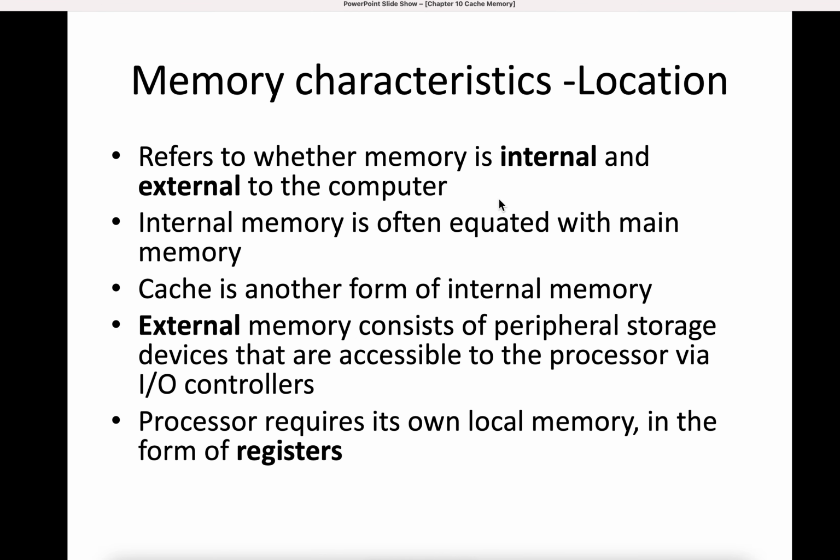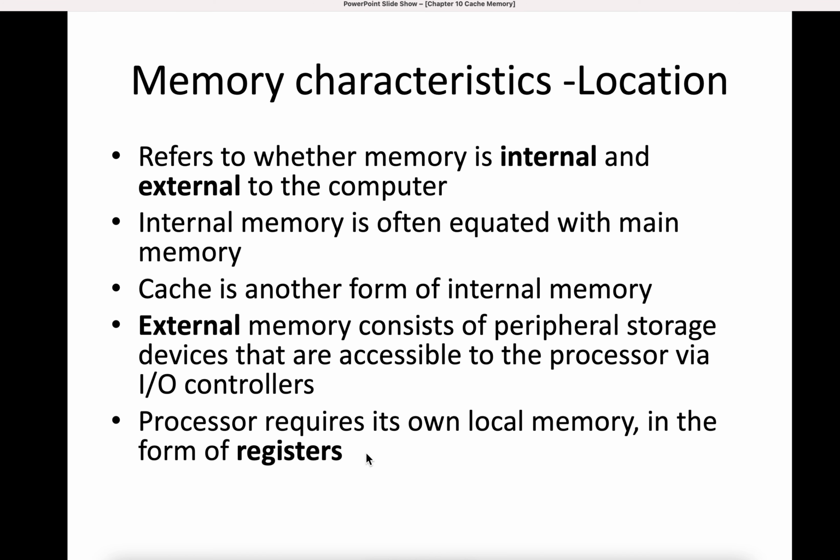The first characteristic is location. Normally when we use this characteristic, we are referring to where the memory is located in a computer. So it's either internal or external. When we mention internal memory, normally we are referring to the main memory. Another form of internal memory is the cache memory, and the processor also has its own local memory, which is in the form of registers.